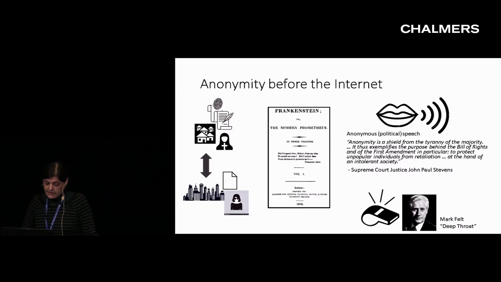And as a final example, this man is no longer anonymous, Mark Felt, but he was anonymous for a very long time. This was the source of the Watergate investigation. He was codenamed Deep Throat, and that led to uncovering the big Watergate political scandal in the US. And he was able to uncover this sort of corruption at the highest levels by being able to speak anonymously. If he had to do it under his name, he wouldn't have been able to give this information without a great cost to his personal life.